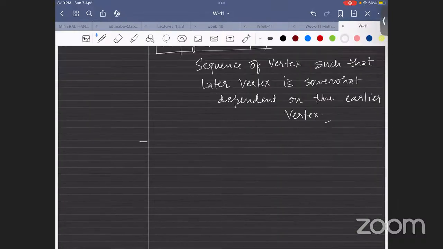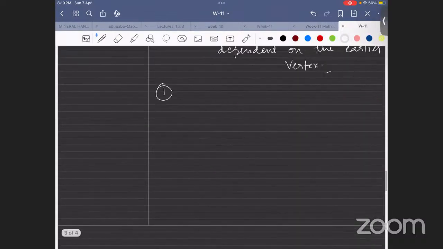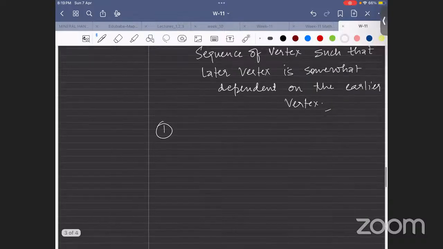How do you write the steps? The first step is simple. If you have to do the topological sorting or write the sequence, the first step is to calculate the in-degree for each of the vertices of the graph that has been given to you.